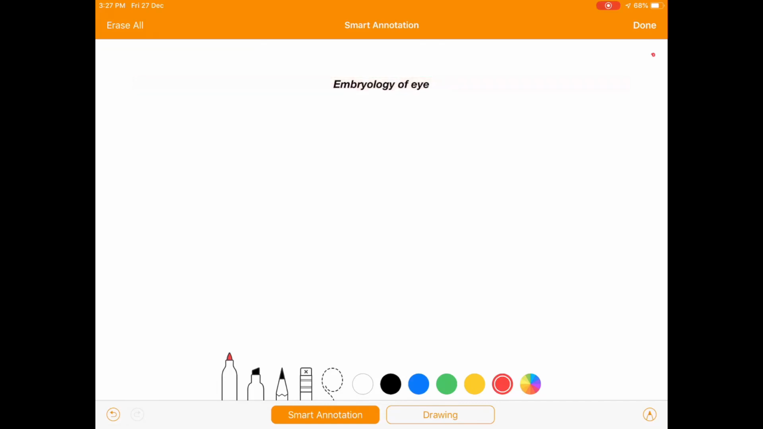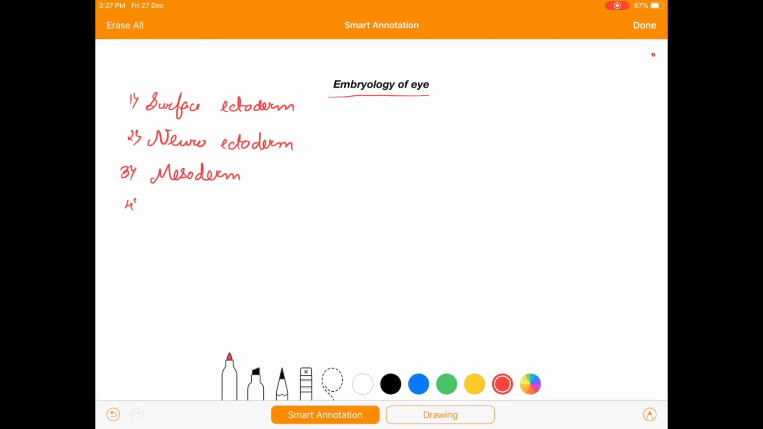Hello medicos, let us start from the embryology of the eye. So the tissue of the eye originates from surface ectoderm, neuroectoderm, then we have mesoderm, and the fourth is neural crest cells.